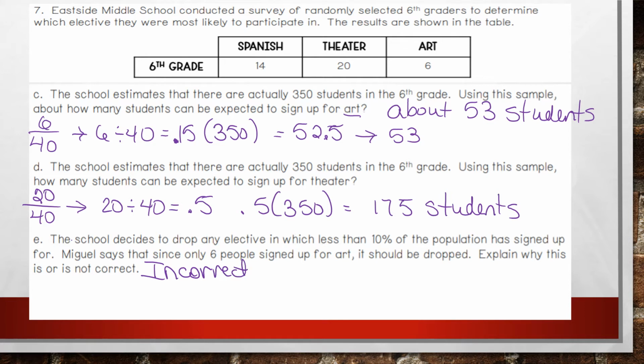It's because if we look at art, art was 6 out of 40. That was what we did up in C right here. And that ended up being 15%. Well, we can infer that the population will have about 15% of the students sign up for art, which is not less than 10, because it said it had to be less than 10. 15% is not less than 10.